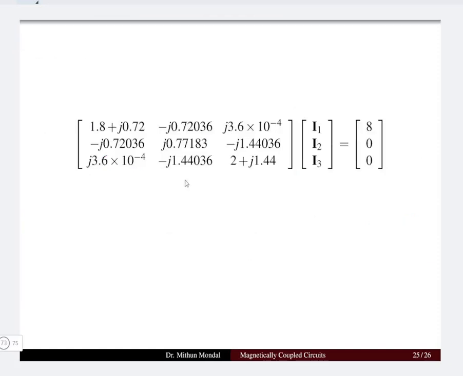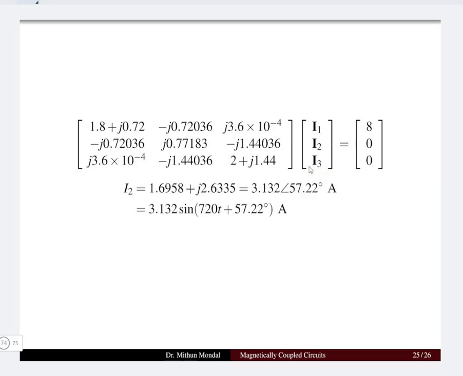Now we can convert that into matrix form, where the unknown currents I1, I2 and I3 we have to determine. On solution we can find the current I2, which is to be found, in phasor form, which is 3.132 angle 57.22 degree. Then we can convert that into the time domain with a frequency of 720 radian per second, and the maximum value is 3.132 with angle 57.2.